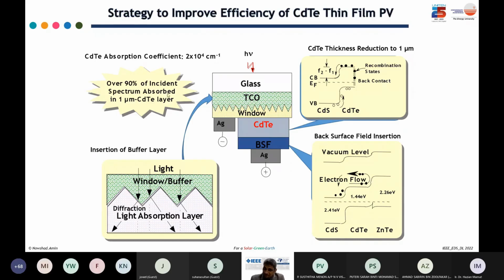And if we go to that extreme, then we have to do something. For example, we have to create some kind of textured TCO so that light can be absorbed well, and on the back side we have to have a kind of back surface field so that the carriers will be bounced back to the front side. So whenever we apply thickness reduction down to 1 micron, associated things will come together. That was the strategy in our case.